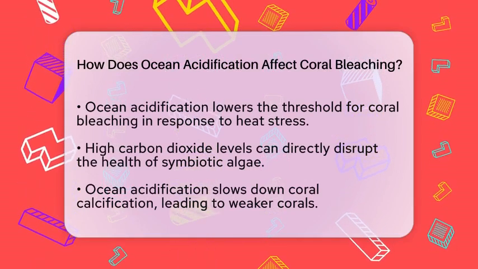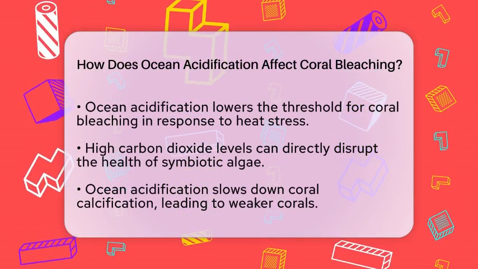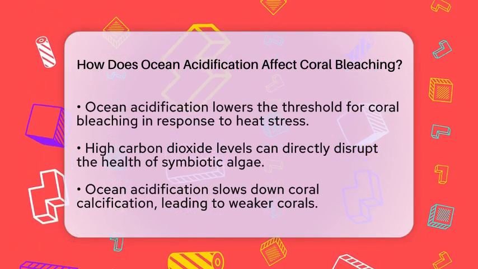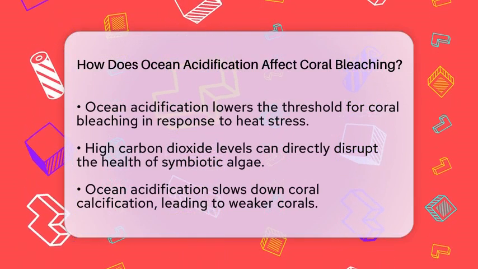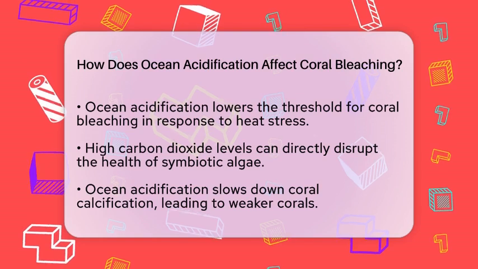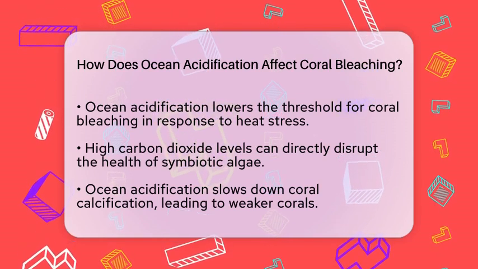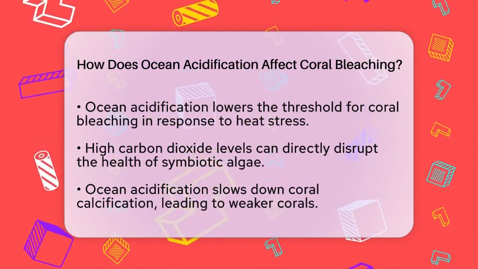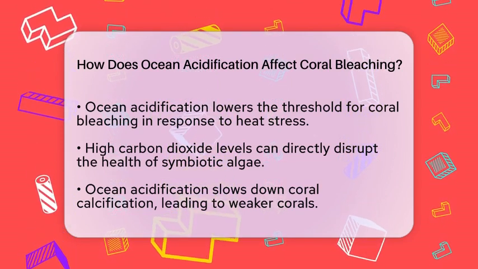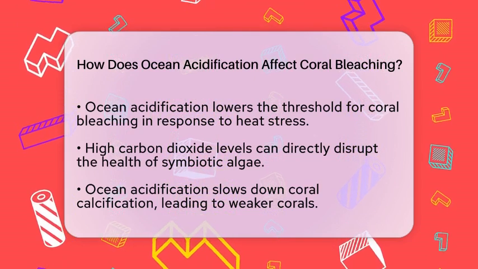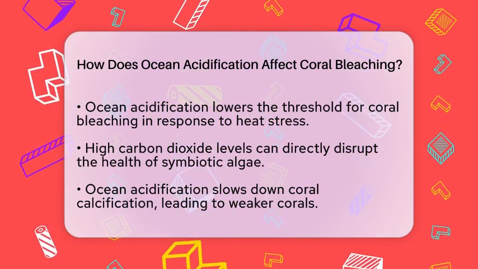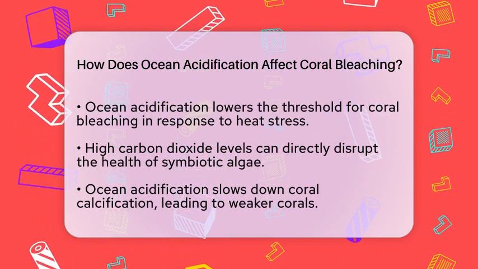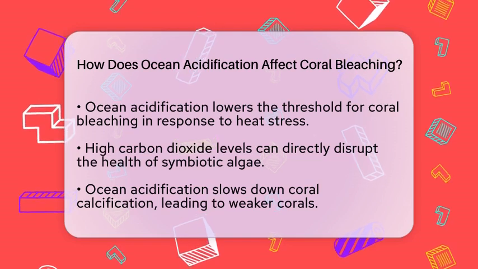Moreover, ocean acidification impairs coral calcification. This means that the growth of coral skeletons slows down, making them weaker. Weaker corals are less resilient to bleaching events. Certain species that help build reefs, like crustose coralline algae, are particularly sensitive to acidification. If these algae experience reduced growth or even dissolution, it undermines the stability of the entire reef.